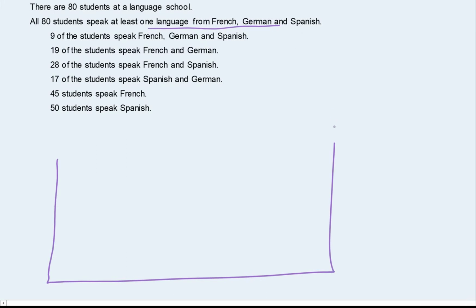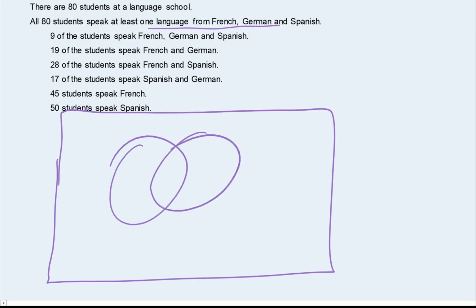Again, you want a box that represents everything. All those people are going to go somewhere in this box. We have 3 languages, French, German, and Spanish. So we need 3 overlapping circles, and let's label them. The key thing we're told is that all students speak at least one language. That means there's no one around the outside. There's no one who doesn't speak any of those 3. And to be honest, that's fairly rare.